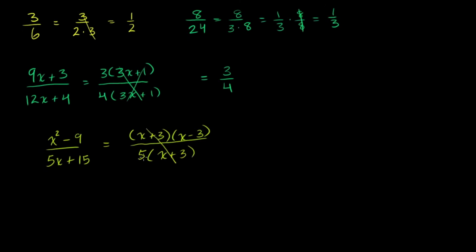But we touched on this a couple of videos ago. We have to be very careful. We can't just cancel them out. We can't say that this is going to be equal to x minus 3 over 5. But we have to exclude the values of x that would have made this denominator equal to 0. That would have made the entire expression undefined. So we could write this as being equal to x minus 3 over 5.